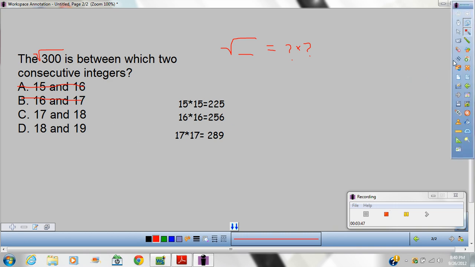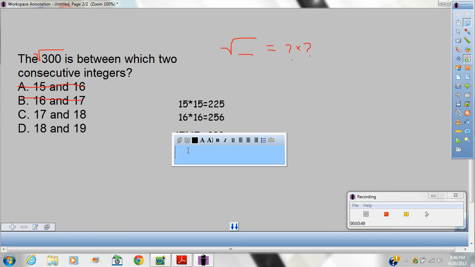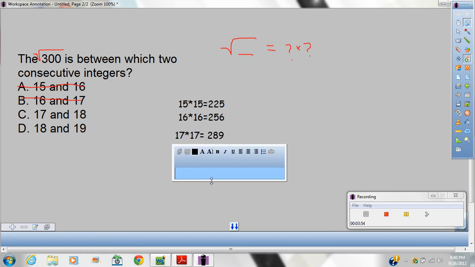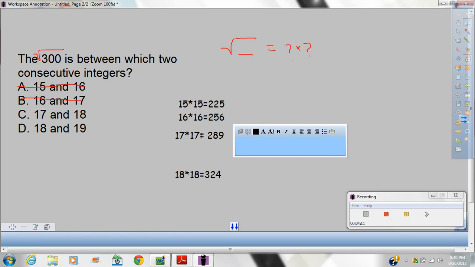Okay, now C. Let's get our text box back. See if I can move this down. There we go. You can see both of them now. So 18 times 18 equals 324. So obviously now, have we found it? Yes, we absolutely have in fact found it.